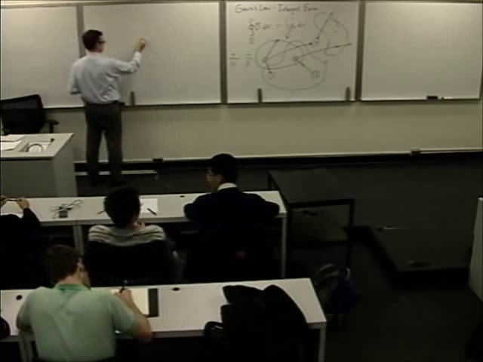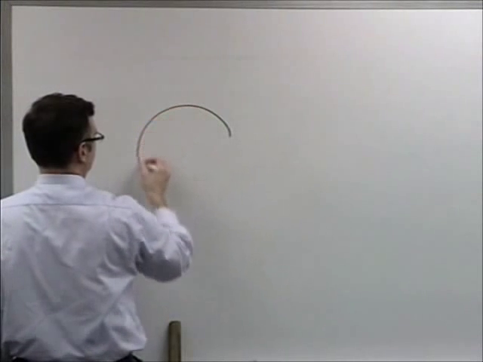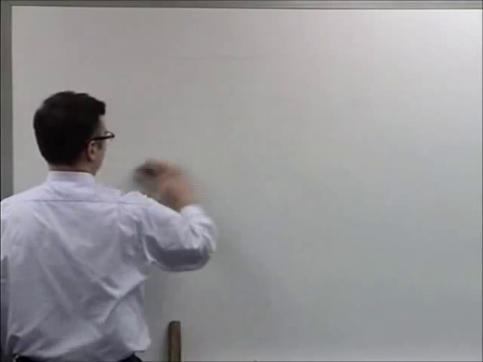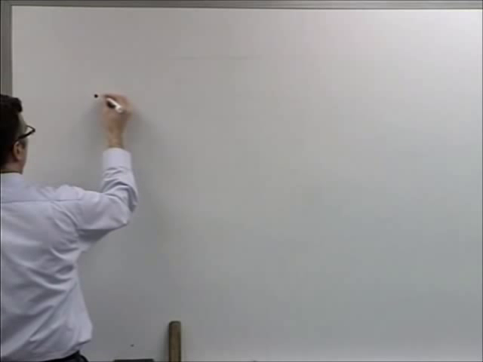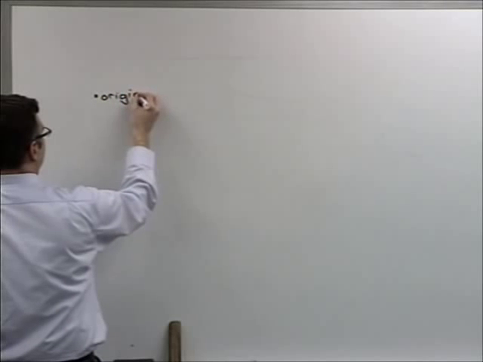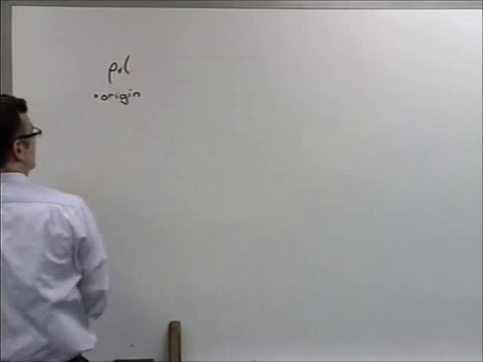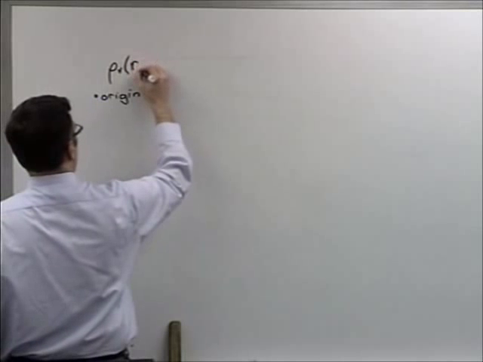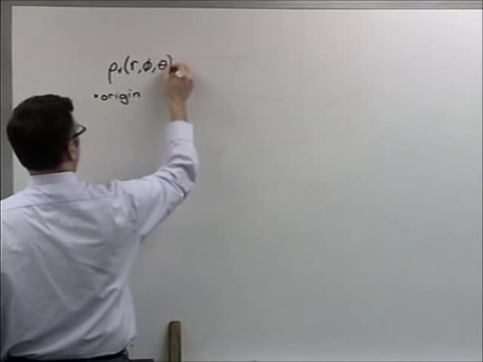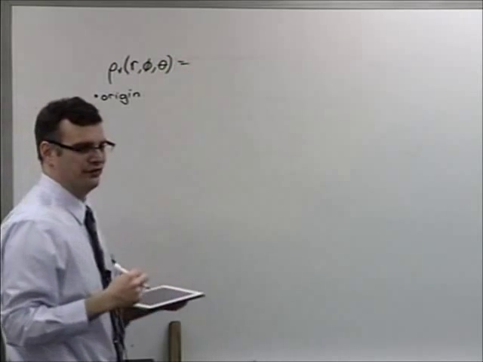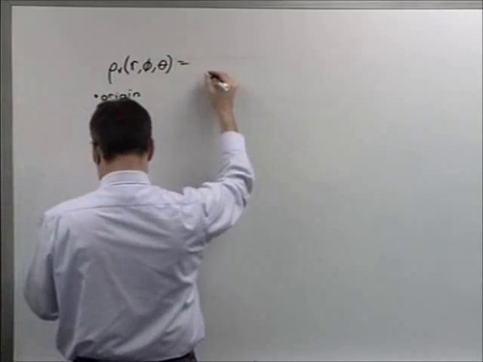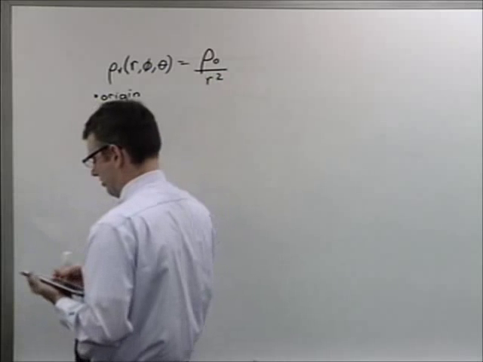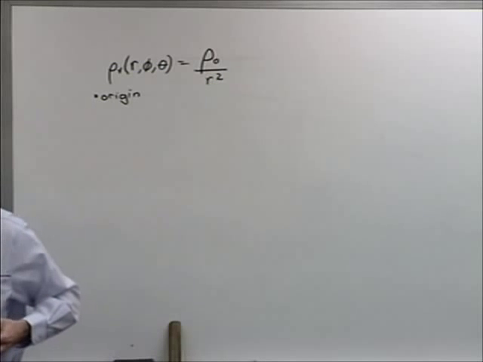Let's say we have, centered at the origin, a volume charge distribution, and I'm going to express it in this spherical coordinate system. It's going to be a function of r, phi, and theta. However, it's actually just going to be a function of r. It's going to be a constant, rho naught, over r squared. So that's coulombs per meter cubed.